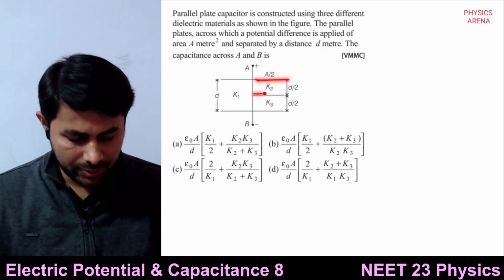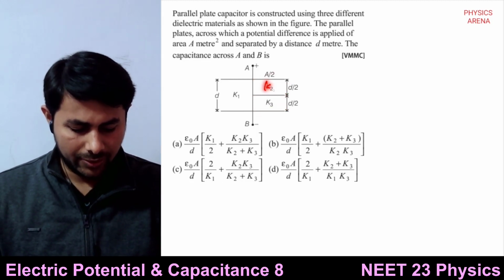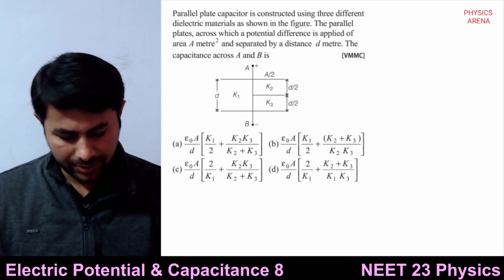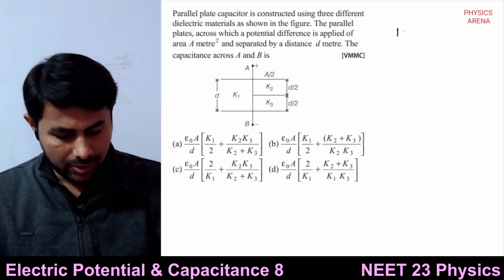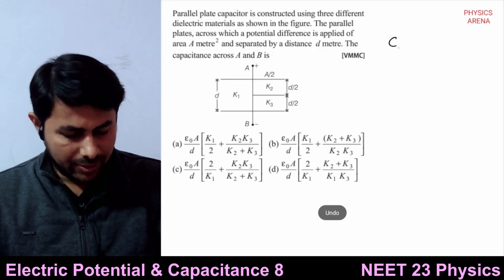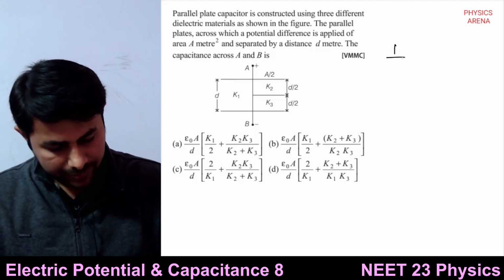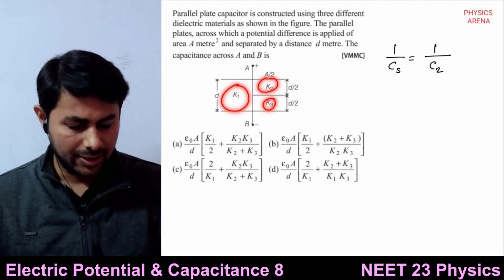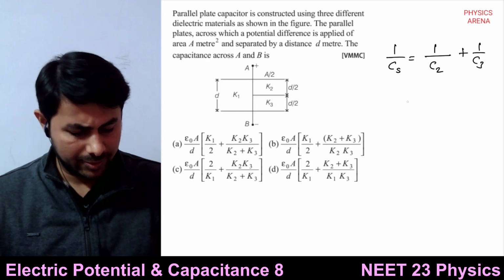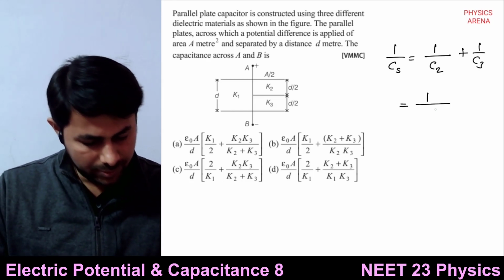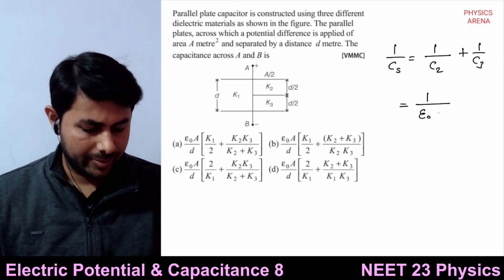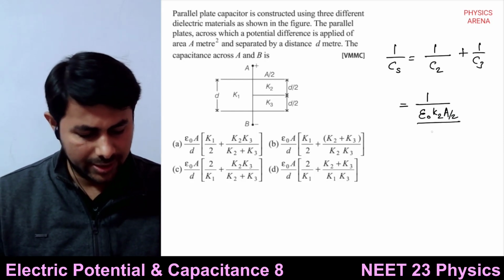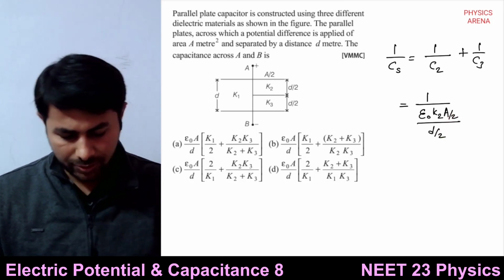So once again, this one and this one, where you have K2 and K3, they are in series combination. What is the capacitance of the series combination? We have 1 upon Cs is equal to 1 upon C2 plus 1 upon C3, if you call these C1, C2 and C3. That is 1 upon C2, which is epsilon naught K A upon D. What is K? K is K2. What is A? A is A by 2. And D is also D by 2. So the 2 and 2 will get cancelled.